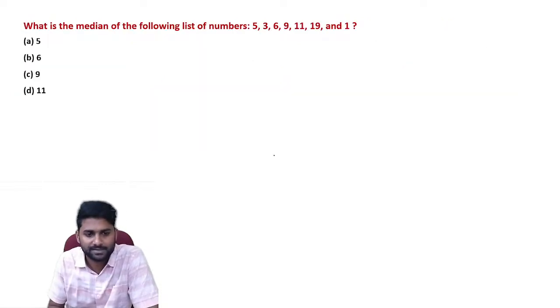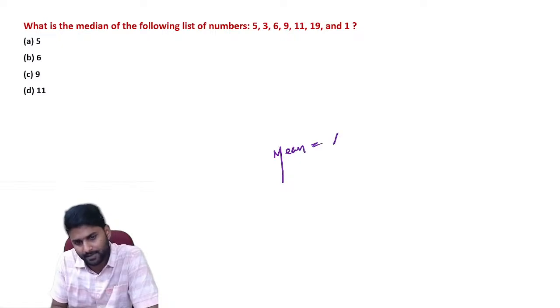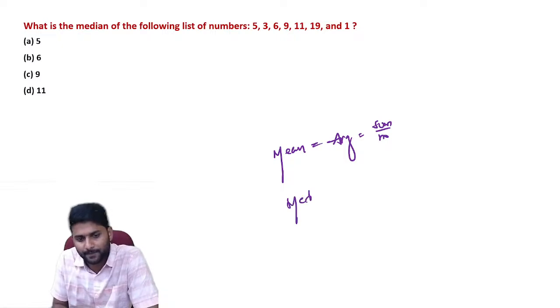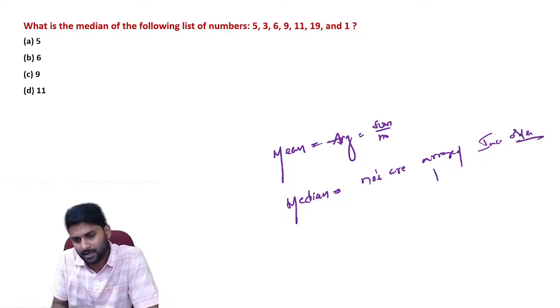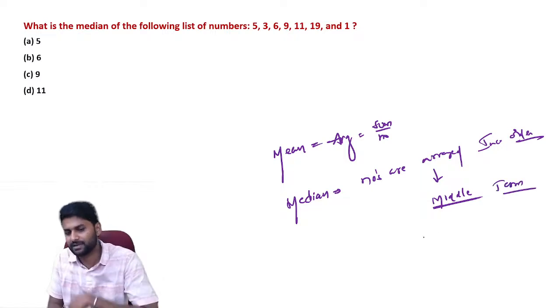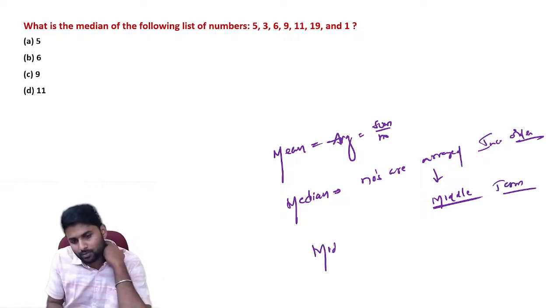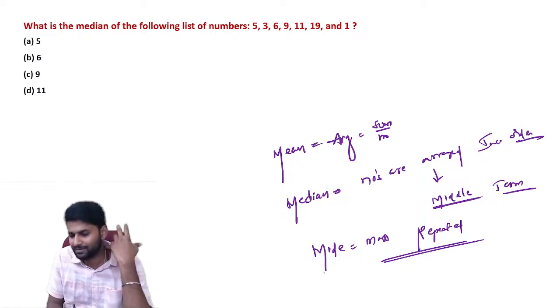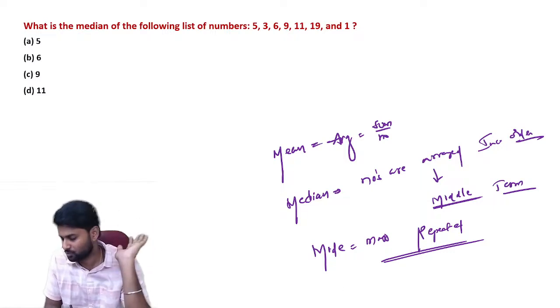Next. Mean is all about average: sum by number. Median: numbers are arranged in increasing order, and after arranging in increasing order, find the middle term, that is the median. And what about mode? The most repeated one. In any frequency, the digit or value which is repeated the most number of times is the mode.